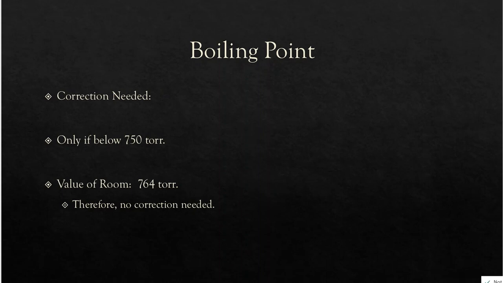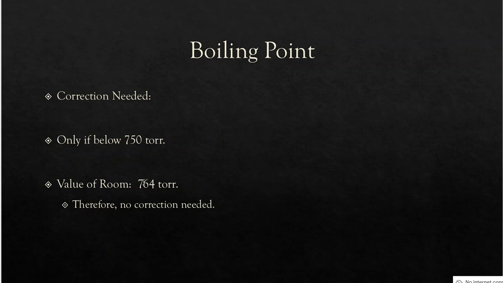The lab directions are going to tell you that you need to correct for the boiling point if the torr is below 750. Well, even if you did correct it, it's only going to change it slightly. It's not a big major change. But we were not below 750. The barometer readout for the room that day was 764. So no correction is going to be needed at all.